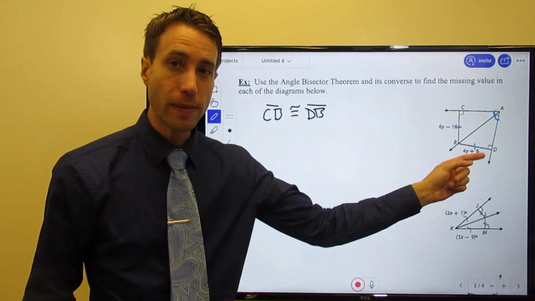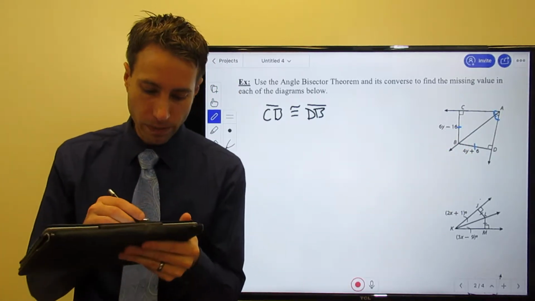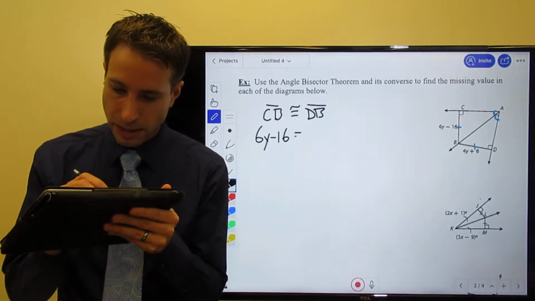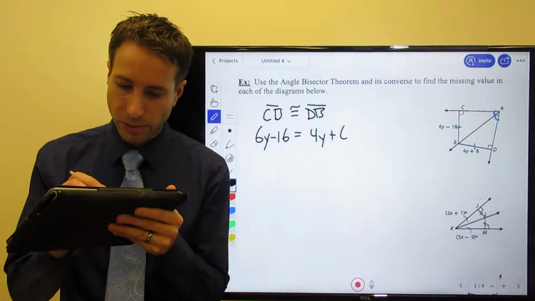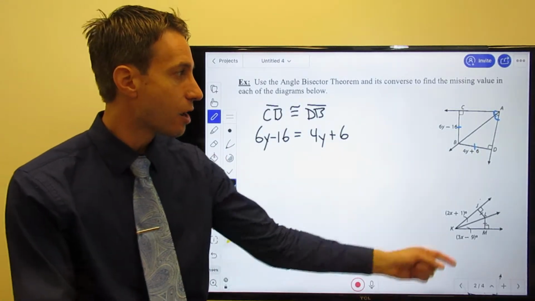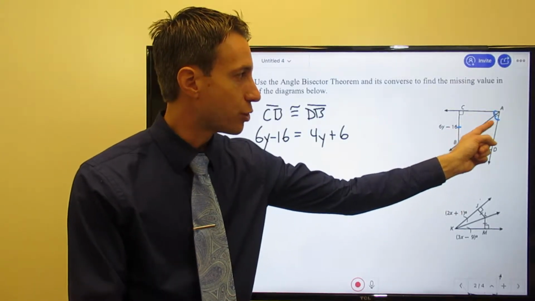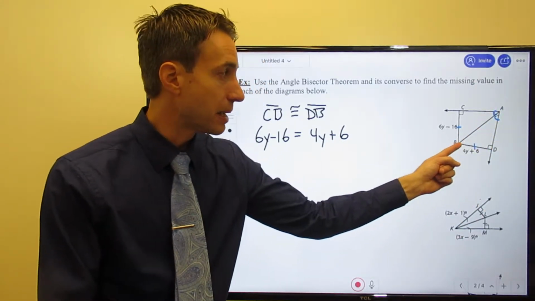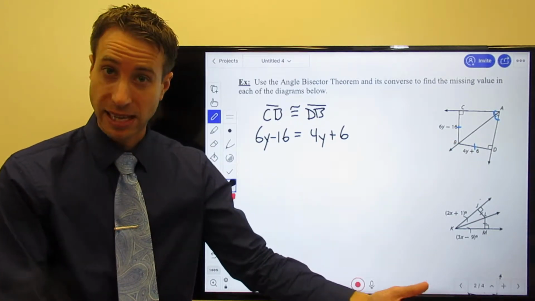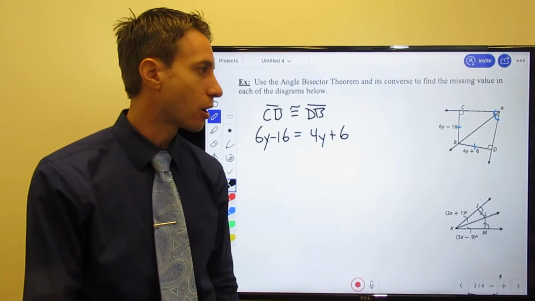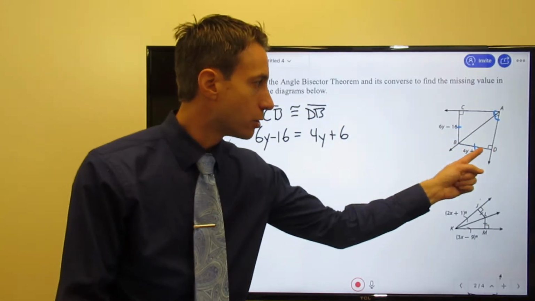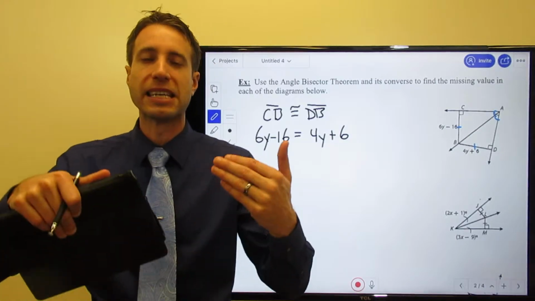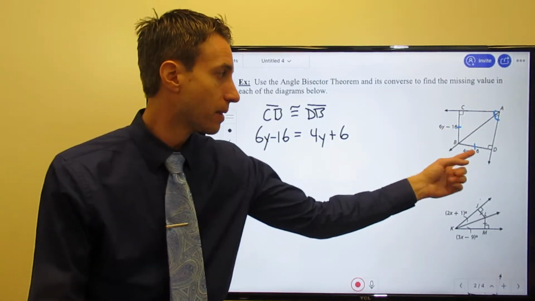If they're congruent, that means they're equal. So set them equal to each other: 6y minus 16 must be equal to 4y plus 6. Again, how did I know that? The diagram tells me that these two angles are congruent. That means that AB is an angle bisector. If it's an angle bisector, according to the theorem, these two segments must be congruent. You gotta know the theorem and you gotta know what the theorem means. So that's what we get.